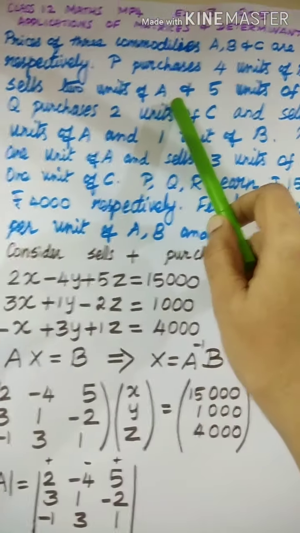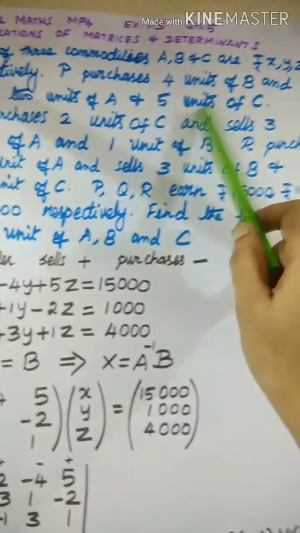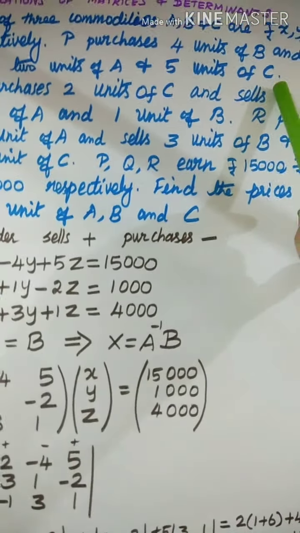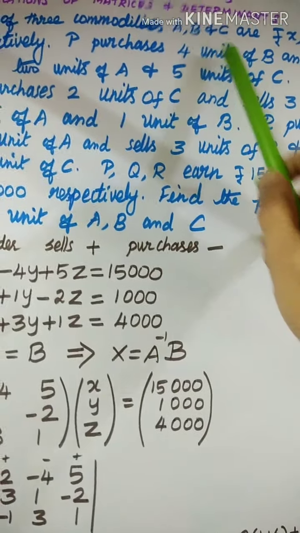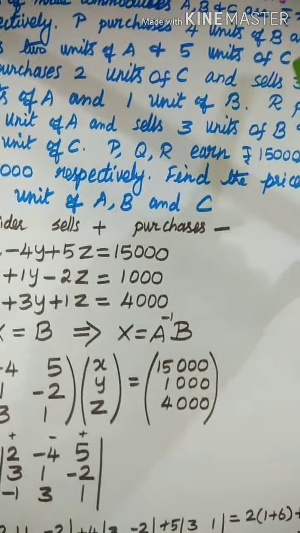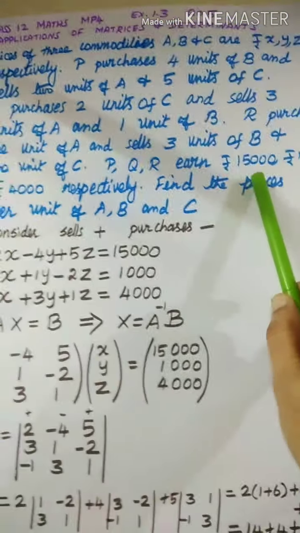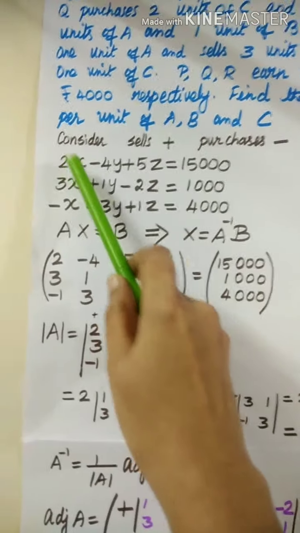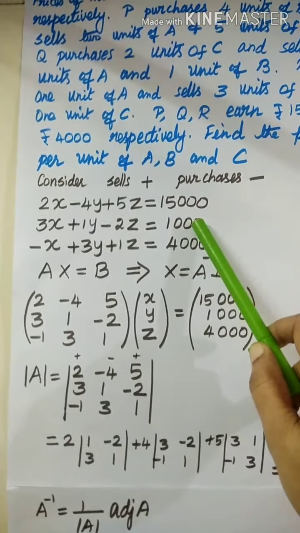Sells 2 units of A means plus 2x, and 5 units of C means plus 5z. So altogether I have 2x minus 4y plus 5z. And the profit that he is getting is 15,000, given in the question. So I will write the equation 2x minus 4y plus 5z is equal to 15,000.